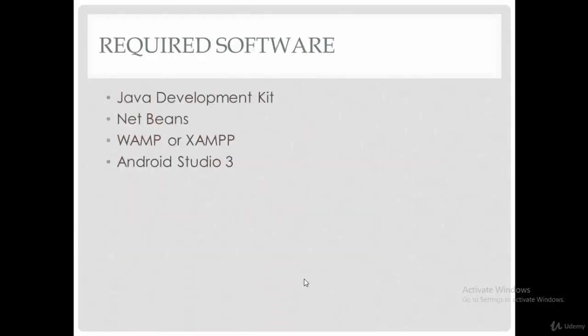So what are you going to need in this course, what are the required software? The first thing, you should install the JDK, the Java Development Kit. Next, you should install NetBeans so you can create PHP files, or you can use Notepad++ or Zend Studio, up to you. The third thing, a WAMP server or XAMPP server so we can upload our PHP files to that web server. And the last thing is Android Studio 3. All those are free software, so you don't need to pay anything for them.